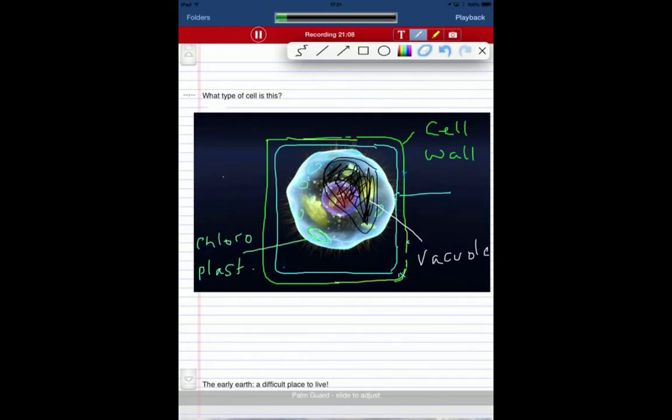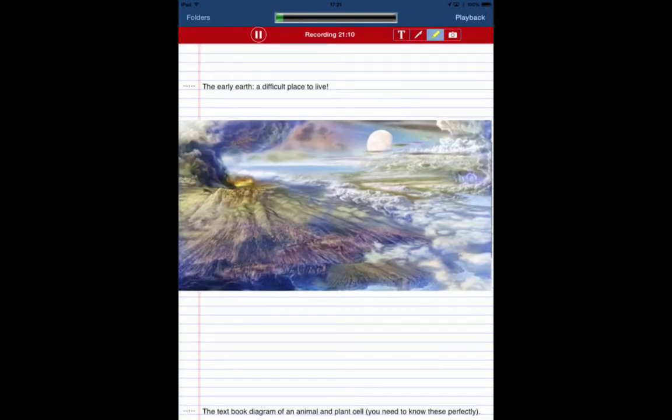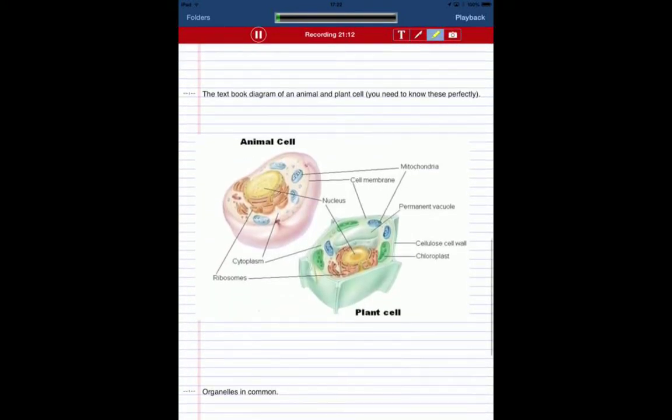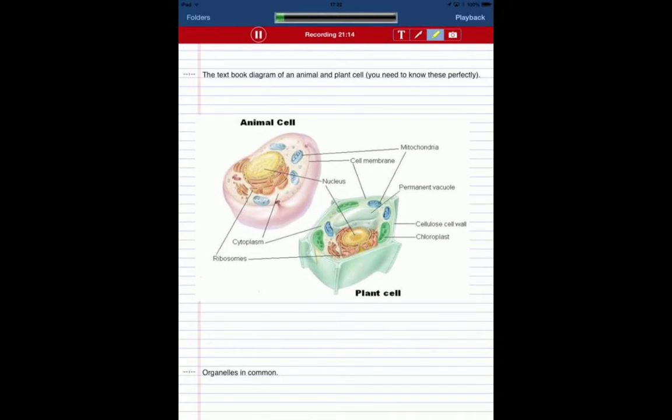So now, let's just go down, and I said that we look back on my orthodox view, and you can see that it says the textbook diagram of an animal and a plant cell. Now, these are the ones that you need to know perfectly. You don't have to draw that beautiful, three-dimensional, almost fluorescent gorgeousness of that cell, although I hope it does show how elegant they are. This is what we need to know. So, this is just really going over what I've shown you before, but in a textbook way.